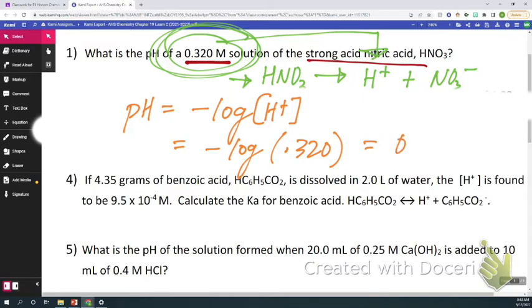And I got the pH is 0.495. Remember, pH, anything under 7 is an acid. So this is a pretty strong acid, right? pH is super low. It's almost like battery acid.